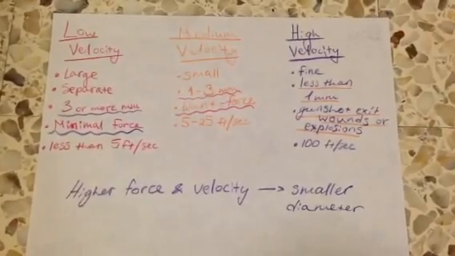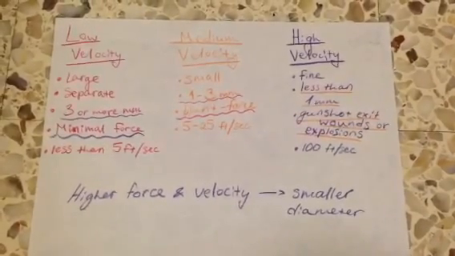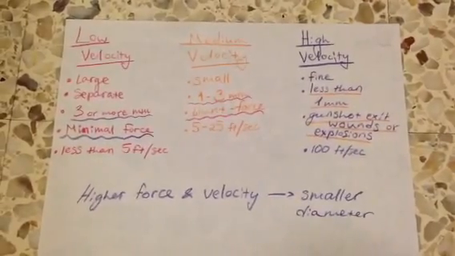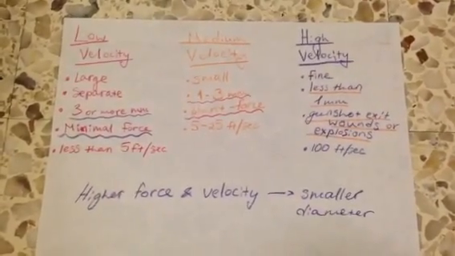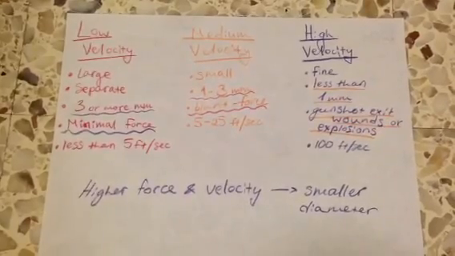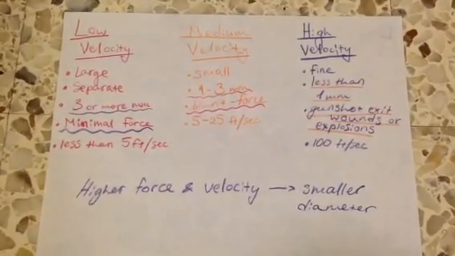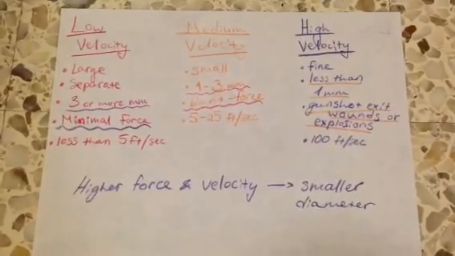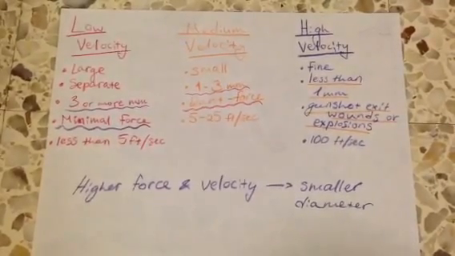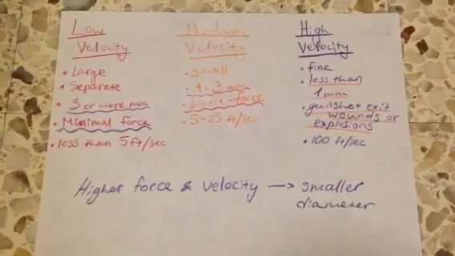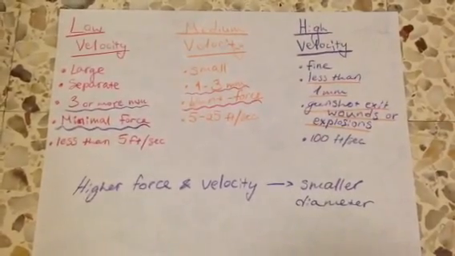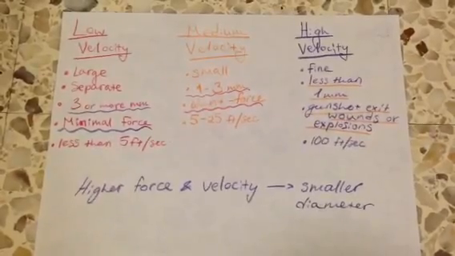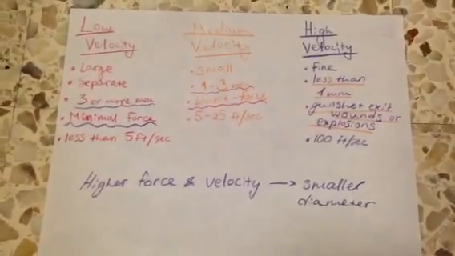And finally, high velocity spatter patterns, they have very fine and small drops with less than 1 millimeter in diameter, which is very small, and such spatter requires gunshot wounds or explosion wounds. So such spatter travels at 100 feet per second or faster. So we can conclude that the higher the force and the velocity of the spatter, the smaller the diameter of the bloodstain will be.